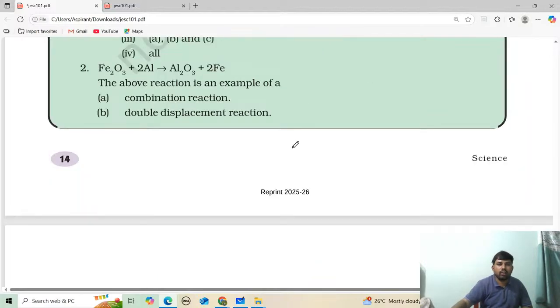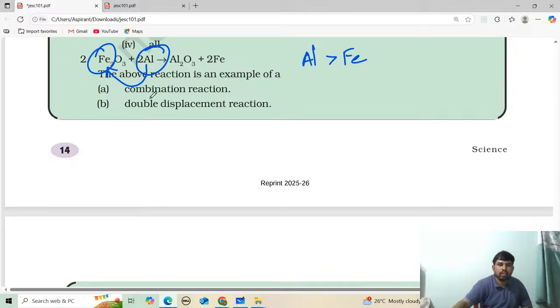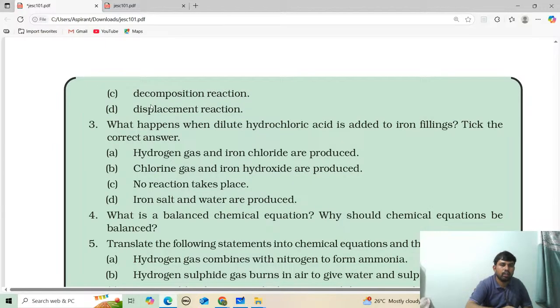Next, Fe2O3. You know very well this is aluminium, and this is the iron, which is less reactive. Al is more reactive than Fe, so Al is replacing or displacing it. What kind of reaction is it? It is an example of a displacement reaction.